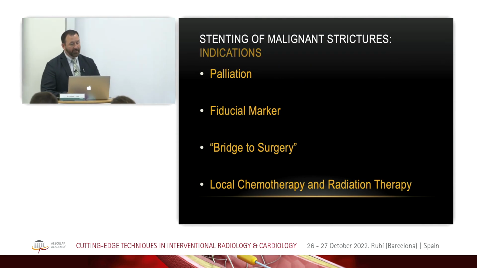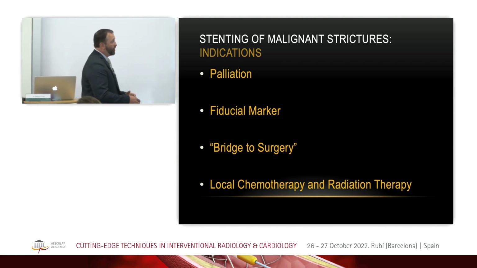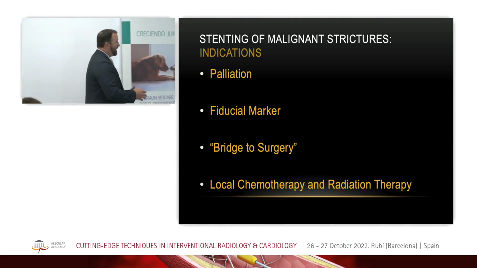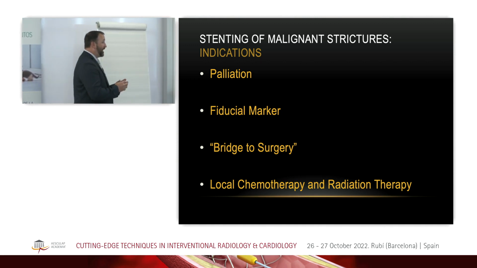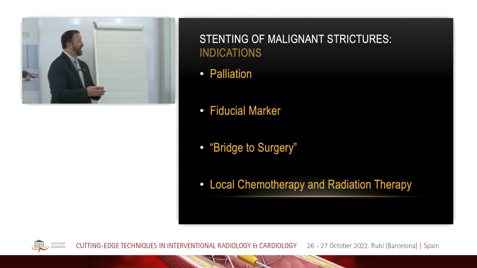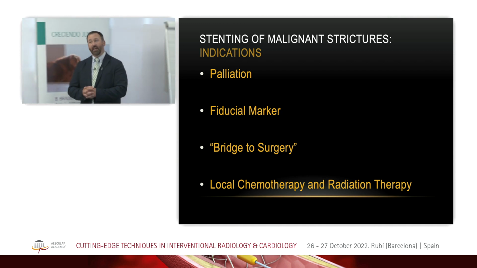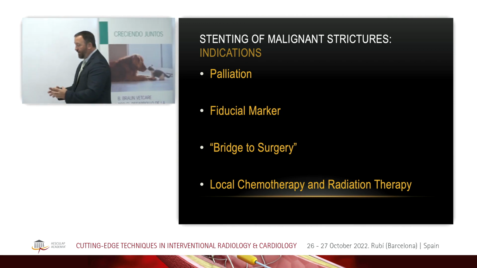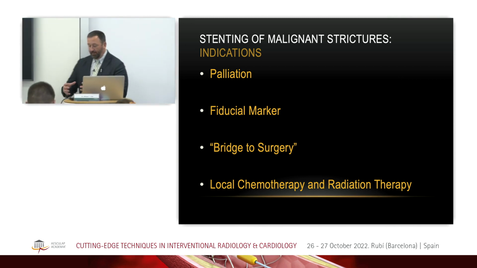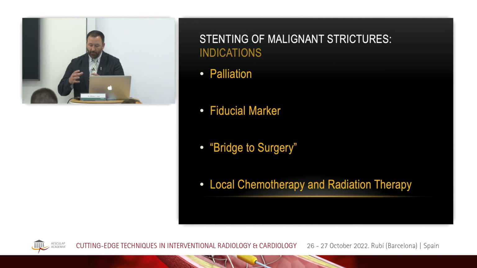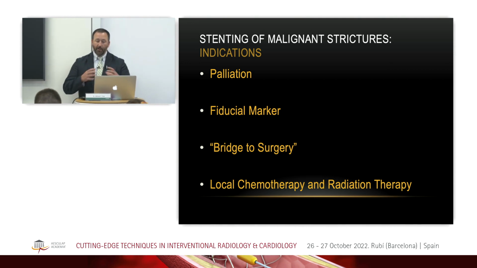So when we think about stenting of malignant strictures in general, we think about, again, palliation. It could be used as a fiducial marker. Sometimes we'll place urethral stents as a guide for radiation therapy for our prostatic tumors. You think about the location of the prostate: it's going to be a constantly moving structure. Depending on the size of the rectum, the colon with the feces in it, depending on the size of the bladder, the prostate's going to move around.